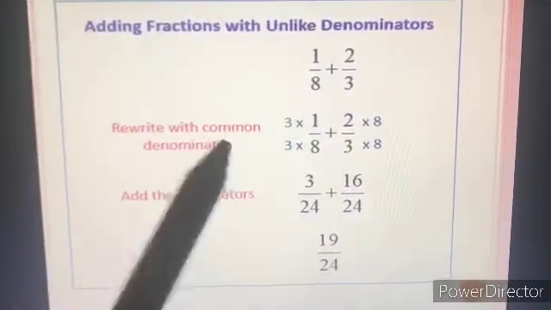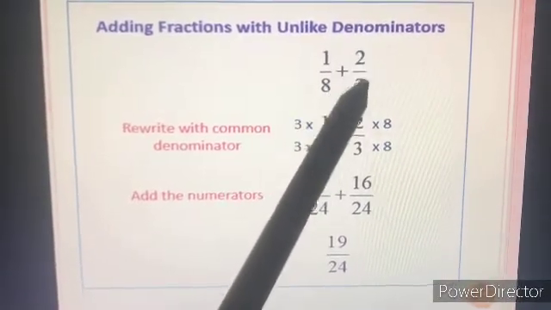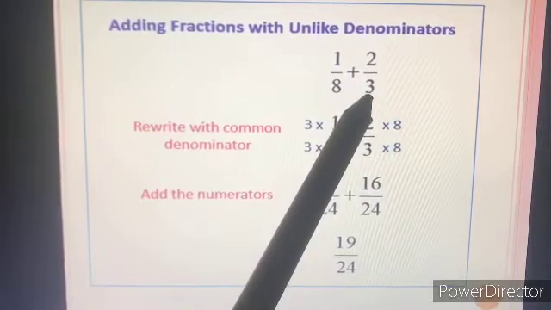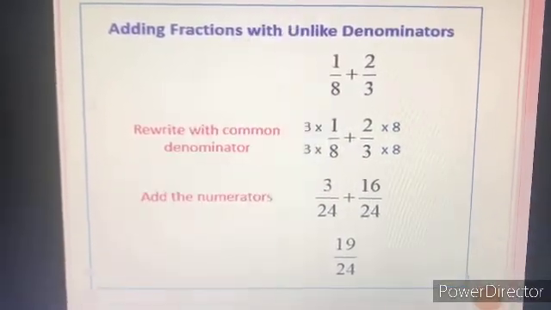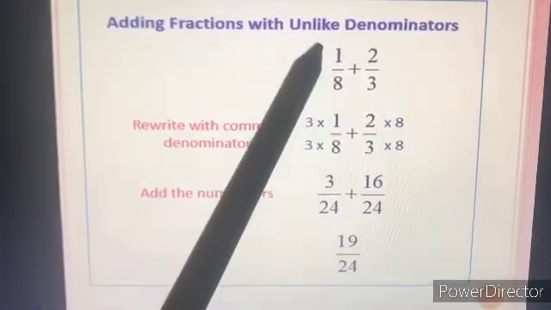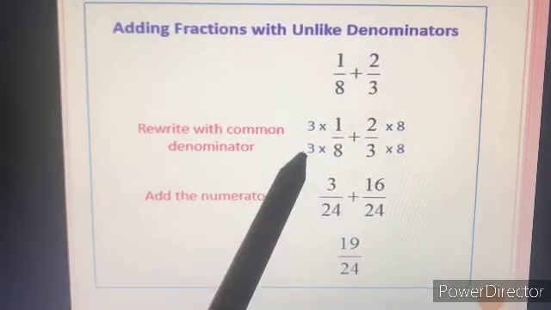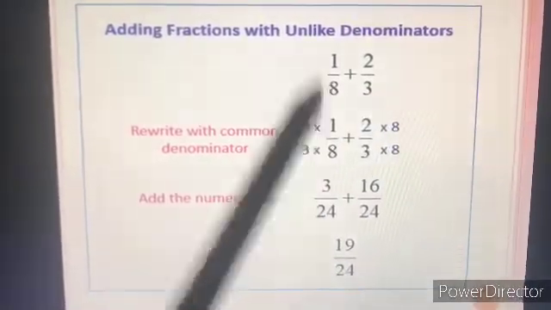How will we do this? I simply tell you, if you have 1 by 8 and 2 by 3, you will change this by multiplying this one and change this by multiplying this. Here you have 1 by 8, so you will multiply it with 3. And here you have 2 by 3, so you will multiply it with 8.